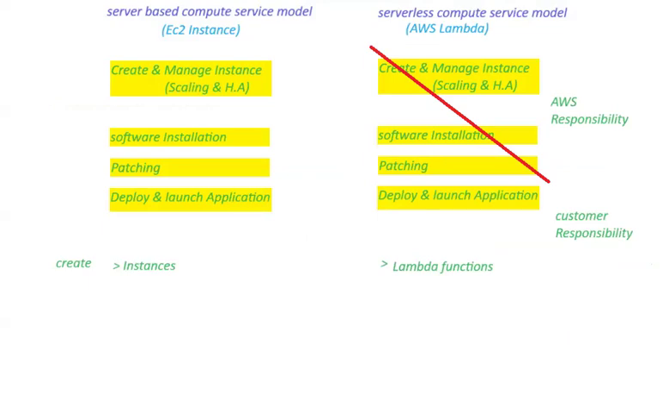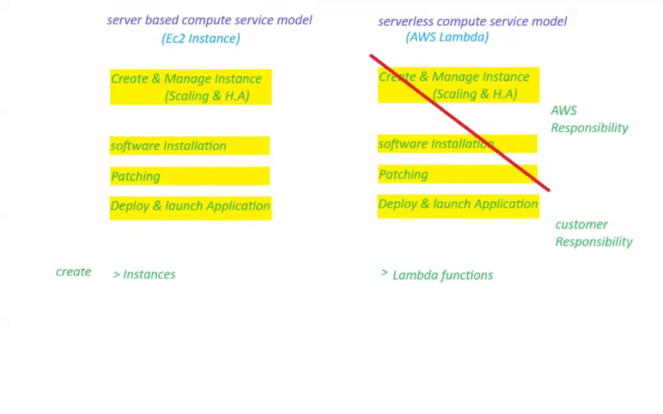To run our application in EC2, we can create instances. Whereas in Lambda, we can create Lambda functions to run our applications. In AWS Lambda, we create Lambda functions to run our application.